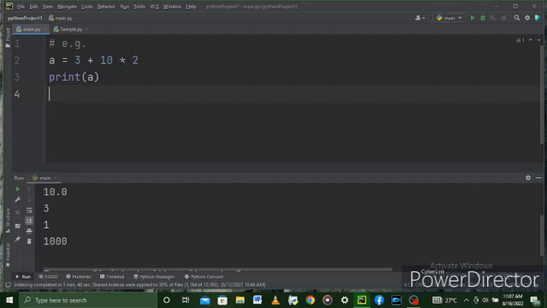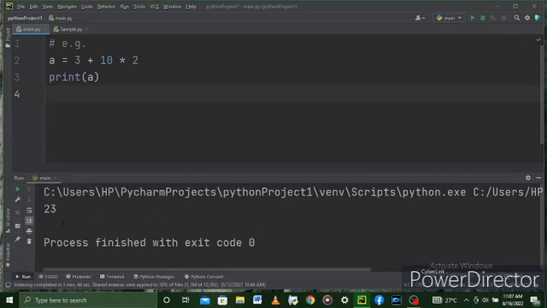Okay, so here what we are going to do first of all is to consider the multiplication, which is the asterisk you're seeing here. So we multiply this 10 by 2, which gives us 20, and then we add the 20 to this 3, which gives us 23. So when you run your program, what you're going to have is 23. It means that in the hierarchy, multiplication is higher than addition. All right, so let's think of another example.